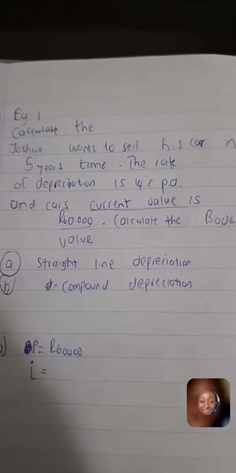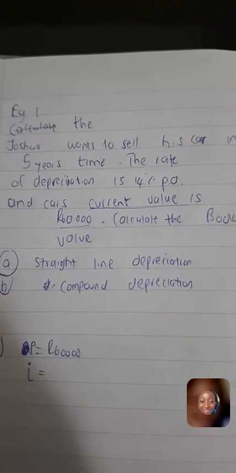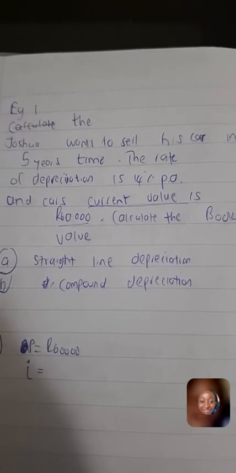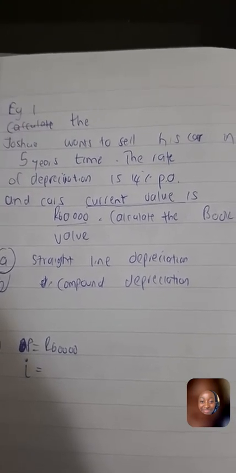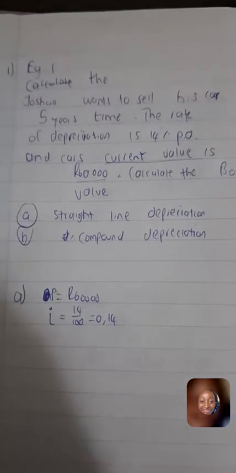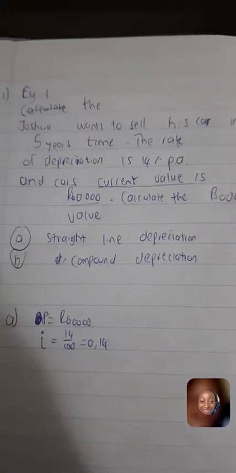So I is equal to 0.14. Awesome. You took the 14%, divided by 100, and it's 0.14. Definitely. I agree. And what else do we need? N is equal to 5 years. Okay, N is equal to 5.